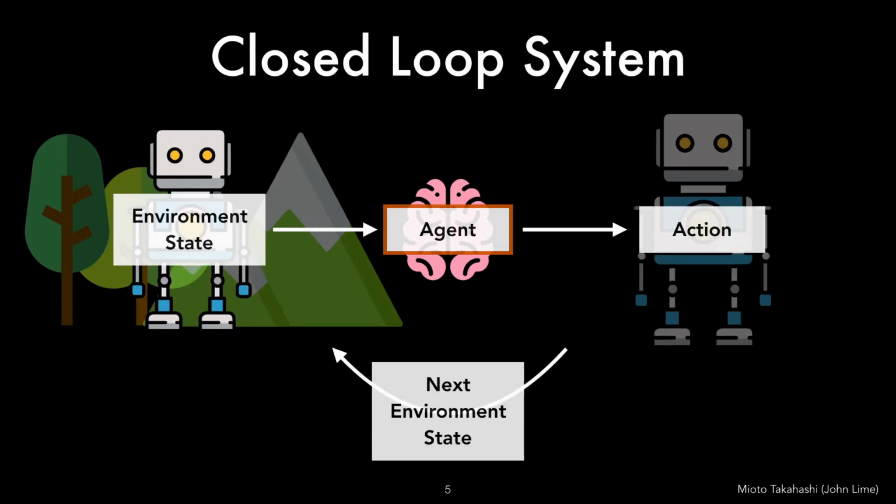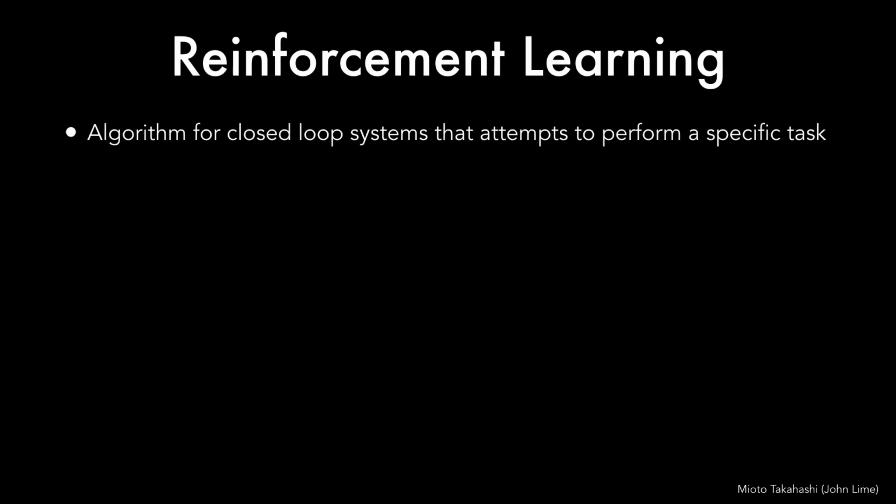Closed-loop systems solve this problem by adding a feedback loop that updates the environment state every time the agent outputs an action. This lets the robot know the effect its actions have on its environment and act accordingly. Reinforcement learning is one example and field of closed-loop systems, and as you can tell by the title, will take up the majority of the video. Reinforcement learning is an algorithm that attempts to perform a specific task that is defined by something called the reward function.